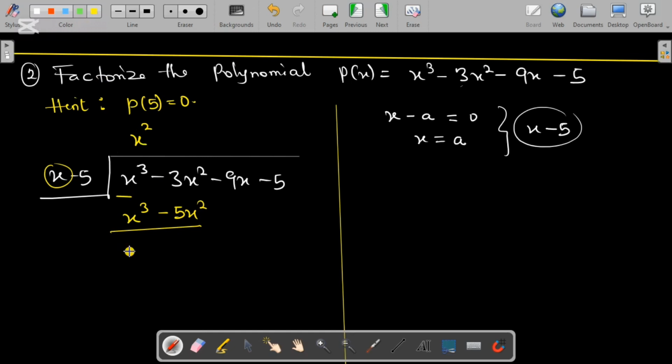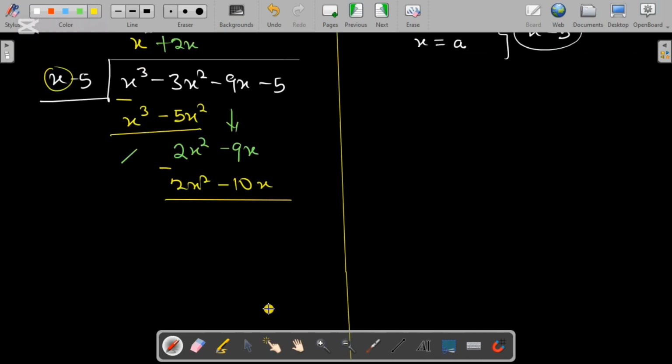So of course x cubed will cancel this, and minus 3 minus 5 will give us 2. So you bring down your x squared, and it won't be bad if you bring down your minus 9x, and then you divide again. x dividing 2x squared will give us plus 2x, and then again you will use it to multiply. This will be 2x squared, and this is going to be minus 10x, and you will again check if there is a remainder.